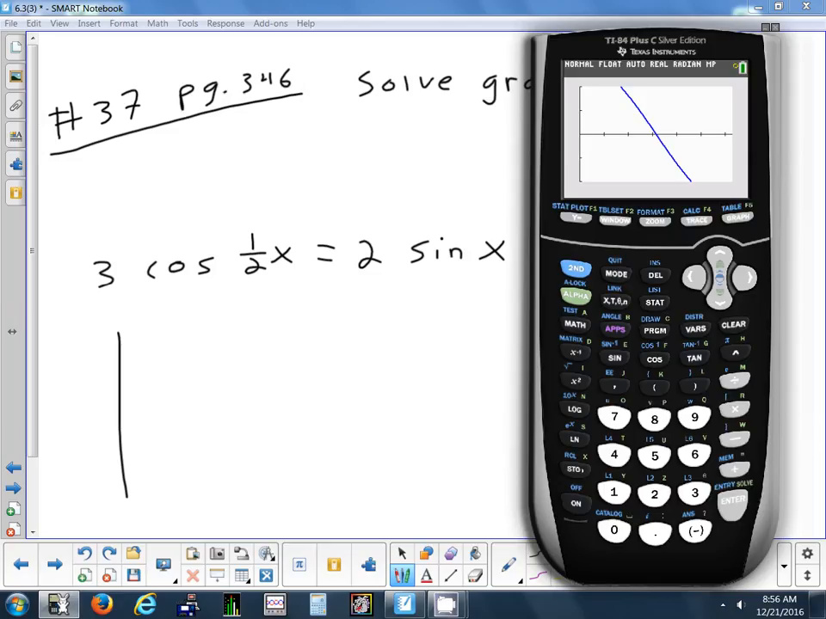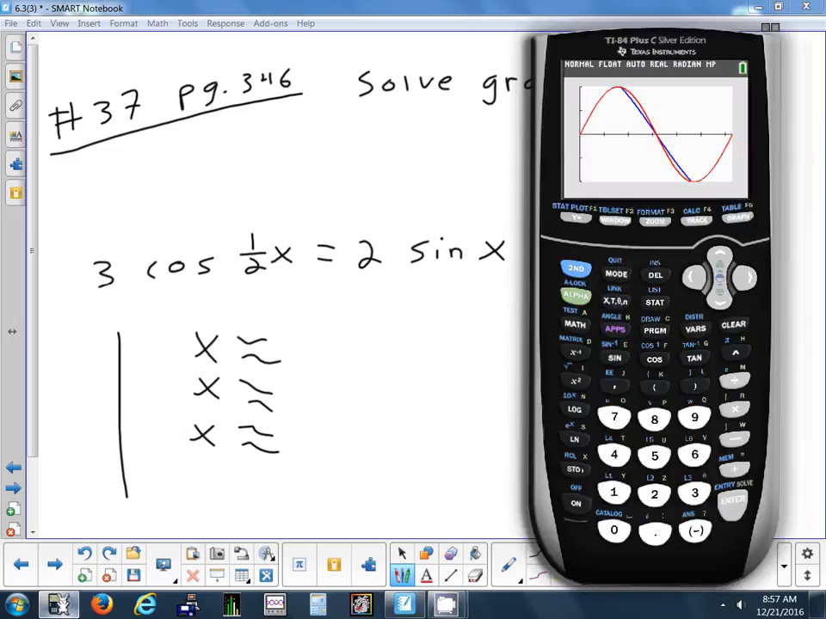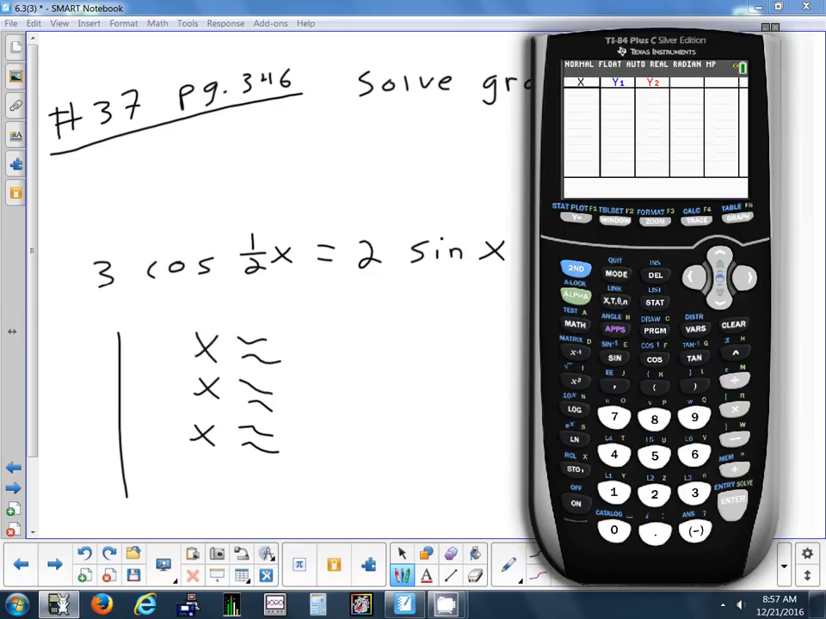Okay, and how many times does this one look like they cross? 3. Yeah, it's 3, just barely. It's on the edge of the screen. Does anybody have the solutions? 1 is 3.14. Okay, we can easily check that just by going to the table. And we can see that if you type in 3.14, you get the same value in both functions. So they do cross there.